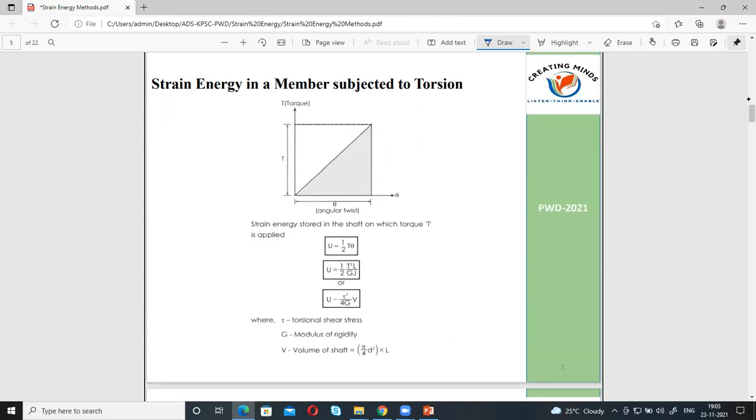See, torsion. I have not told you torsion here. What did I tell you? I told you axial force and flexure. Now I am talking about torsion. If we are doing twist, which type of force will come into picture? T. Torsional force T. No change. Half into T theta.